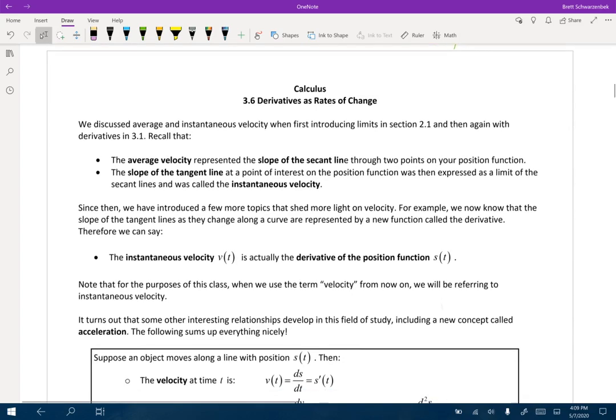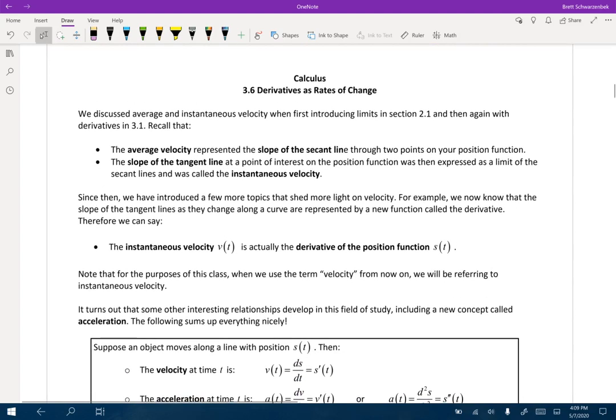If you remember from section 2.1, we took a look at the concept of velocity. And if you recall, we actually learned about two types of velocities. So let's summarize that. The average velocity represented the slope of the secant line through 2 points on your position function. Remember, the position function was always represented by the variable s, right? And average velocity was the slope of the secant line that we computed.